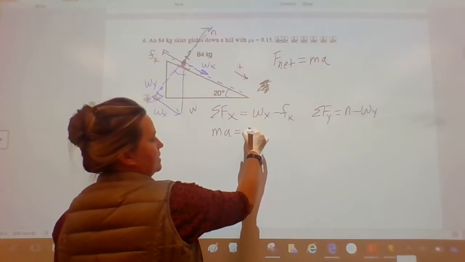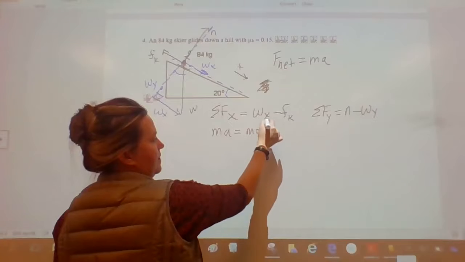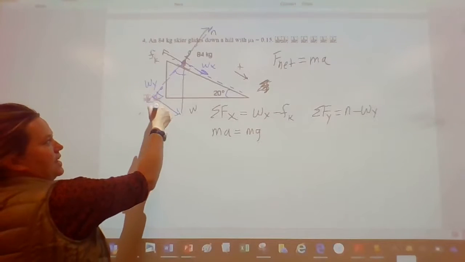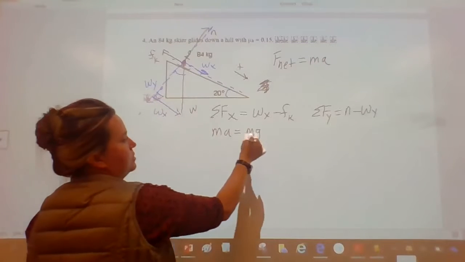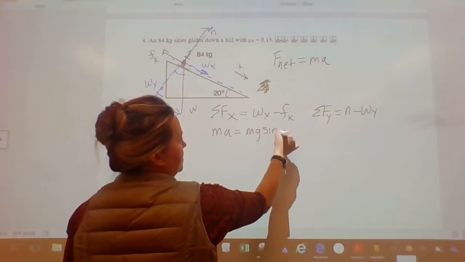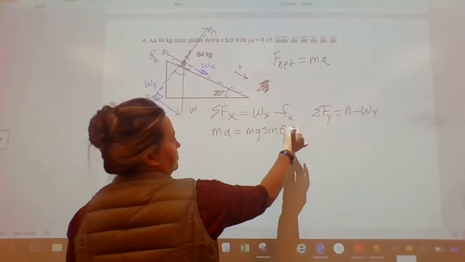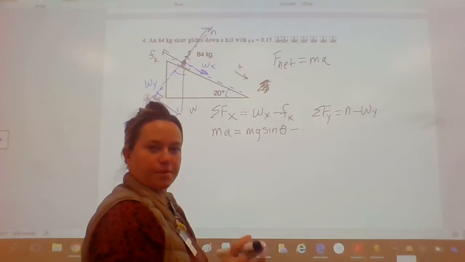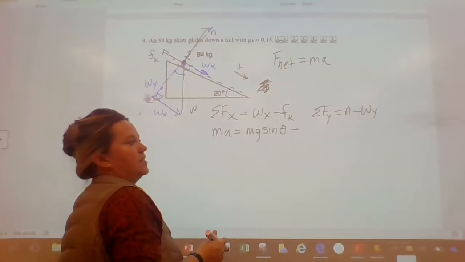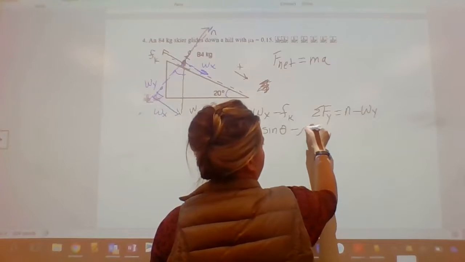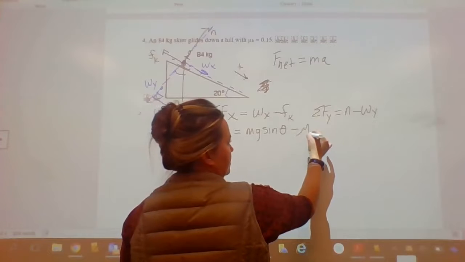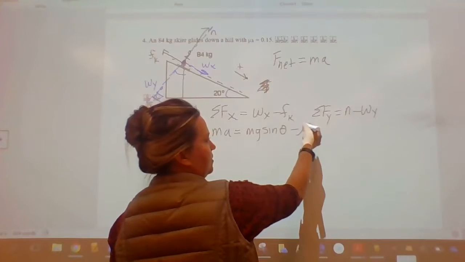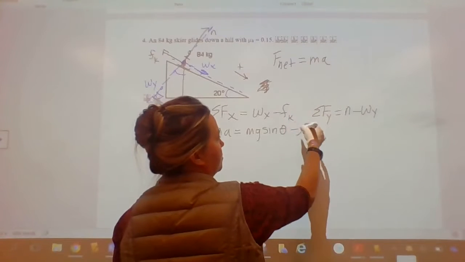So weight in the x, weight is mg, and then the x component of weight. Since this is my trig setup, it's opposite the angle. So it's going to be mg sine theta. And then friction, I know from the shoe lab and from my equation sheet that friction is equal to mu, kinetic. So mu, the coefficient of kinetic friction for this problem, times the normal.